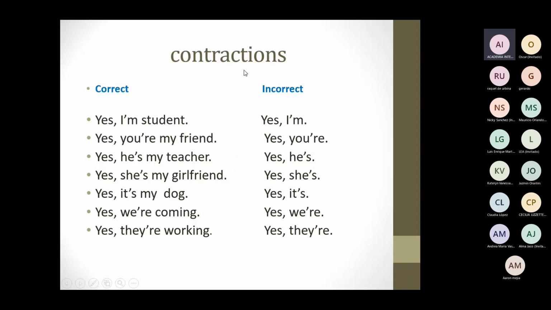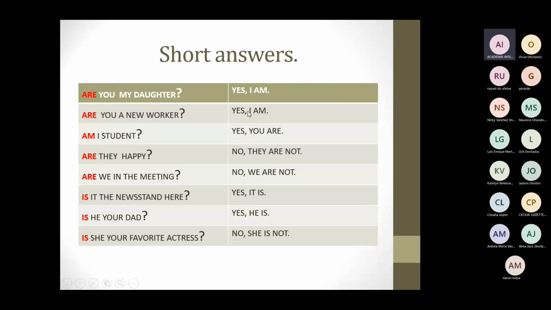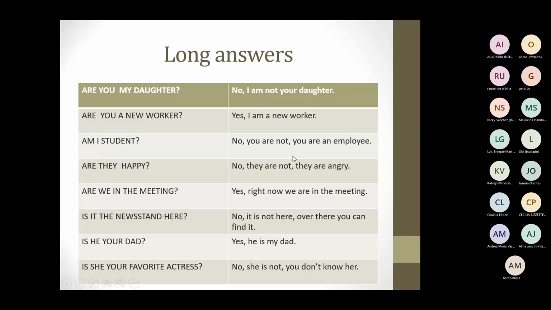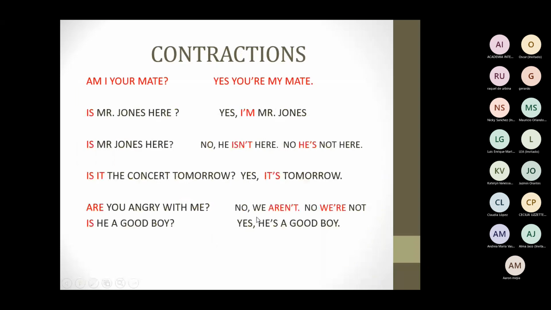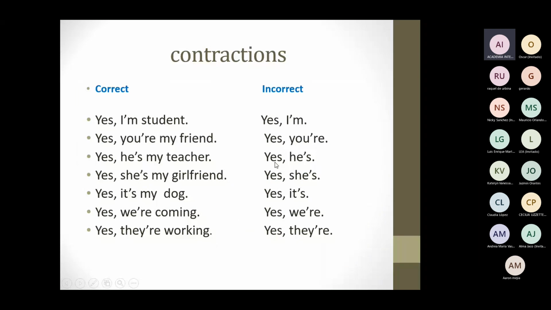Donde está incorrecto es aquí. Esto es lo que no se usa. Mejor ya lo uso de esta forma, así como está aquí. Aquí no hay contracciones en las respuestas afirmativas. Está cabal. No, they are not. Ejemplo, yes, he is. Nunca digo yes, he's. Así como aquí. Nunca digo yes, he's. Mejor le añado un complemento ya para que ahí sí sea mejor.